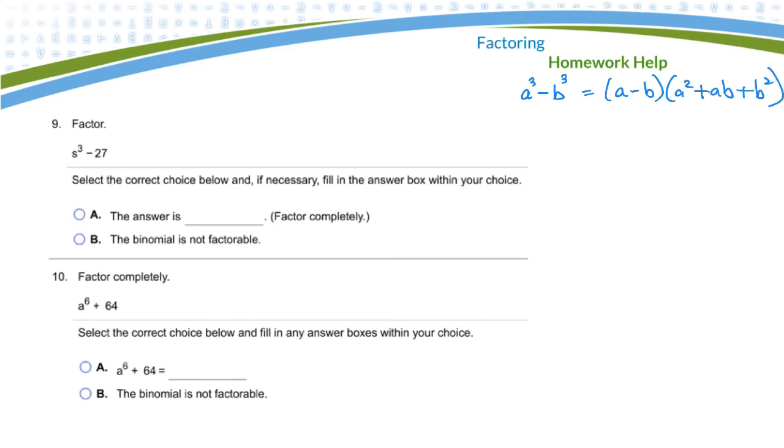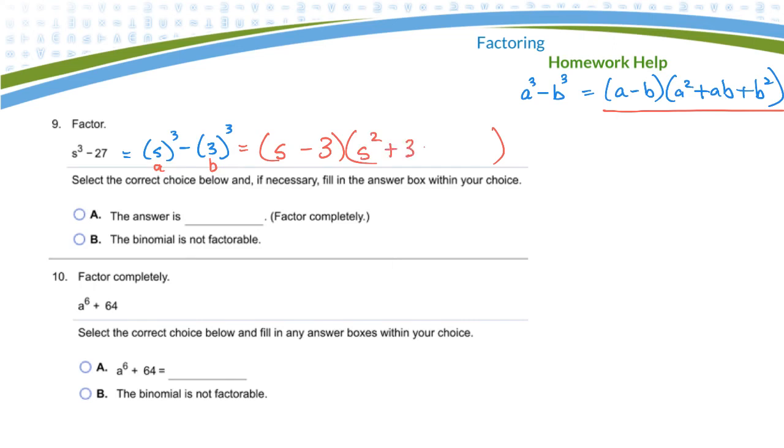So in this case here, I've got s cubed minus 27, and 27 is 3 cubed. So my s I can think of as being a, and the 3 I can think of as being b. And then I just follow this pattern right there. So I've got to make 2 brackets, the second one bigger. The first one will be s, take away 3, and then it'll be s squared plus 3 times s, or just 3s, and then plus b. B's 3. 3 squared is 9.